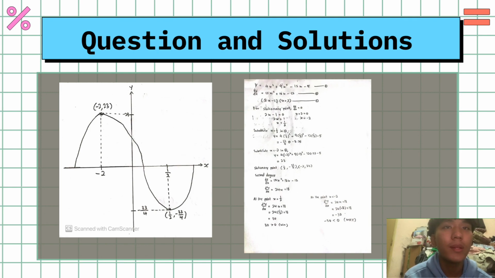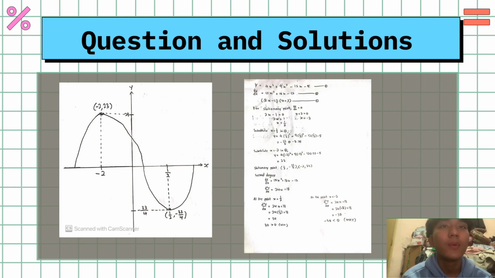After that, we do the second derivative. So just take equation 2, which is after differentiation. So we get the equation for dy/dx: dy/dx equals 12x^2 plus 18x minus 12. So do the second differentiation, d^2y/dx^2, we get 24x plus 18.